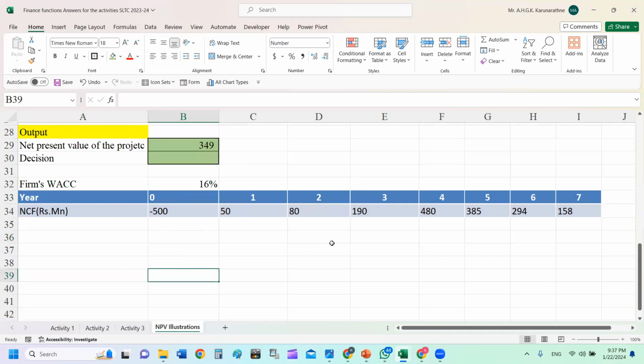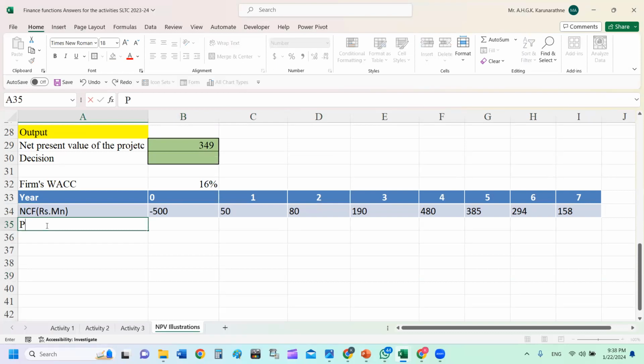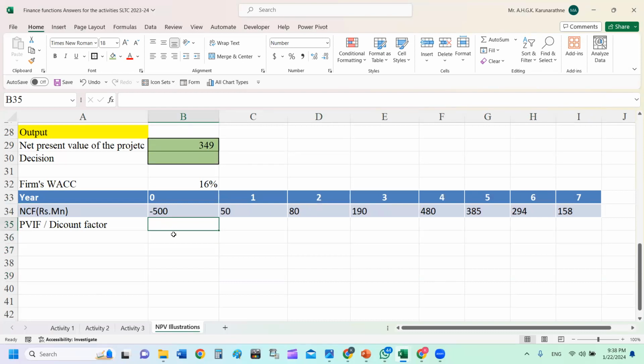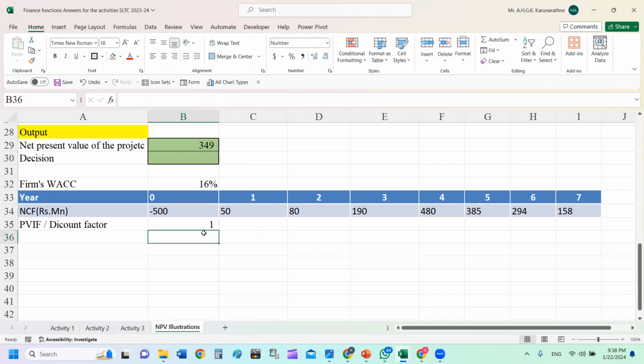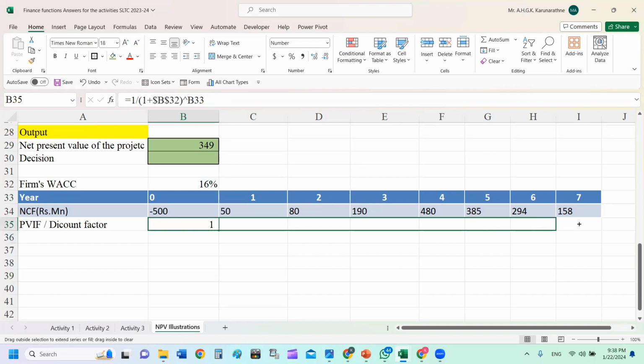Here we have year and net cash flow. Here we put the discount factor, or present value interest factor. Discount factor equals present value interest factor, which equals 1 divided by open bracket 1 plus r, where r is here, and make sure to fix it by pressing F4, to the power n, where n is the year.